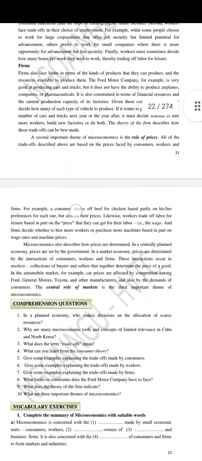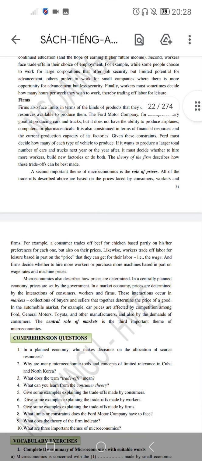Firms. Firms also face limits in terms of the kinds of products that they can produce and the resources available to produce them. The Ford Motor Company, for example, is very good at producing cars and trucks, but it does not have the ability to produce airplanes, computers, or pharmaceuticals. It is also constrained in terms of financial resources and the current production capacity of its factories.